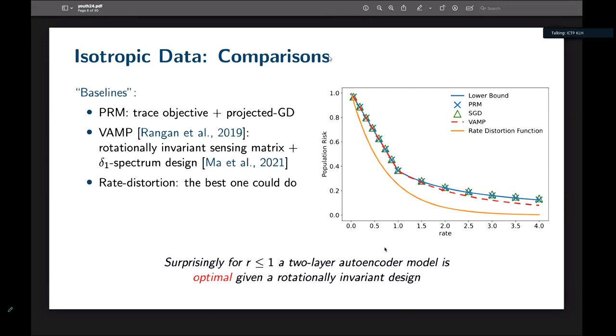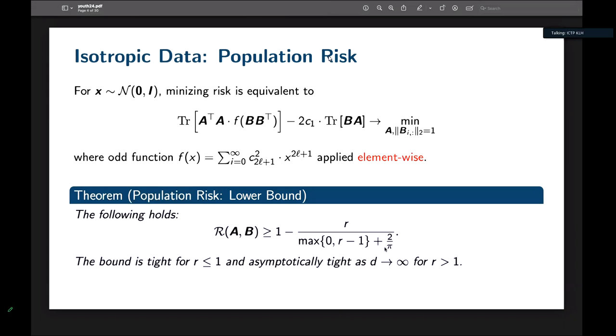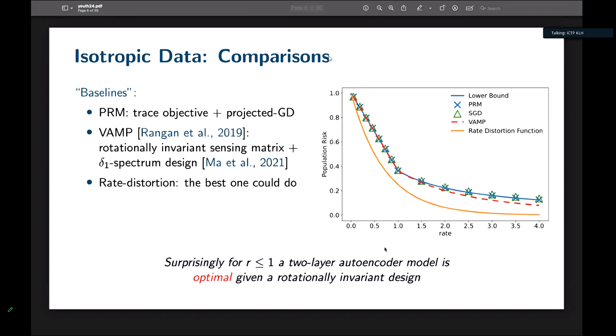Vector AMP is conjectured to be the optimal algorithm under a rotationally invariant design, which means that if you fix matrix B to be right rotationally invariant and select the optimal spectrum, which was computed in this paper, although for the expectation propagation algorithm, but it's closely connected to VAMP. So if you use an optimal design from there, we expect that it will be optimal for VAMP. And the rate distortion here indicates basically the best you can do asymptotically. So basically nothing can beat this. As we can see, the lower bound basically saturates this vector AMP algorithm, which is conjectured to be optimal for the rate which is smaller or equal to one.